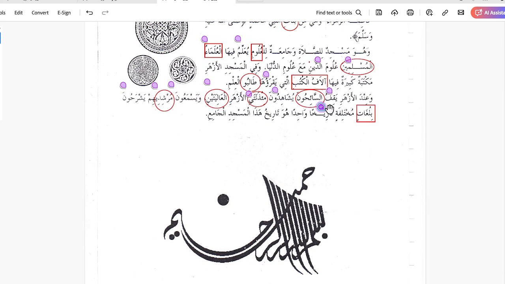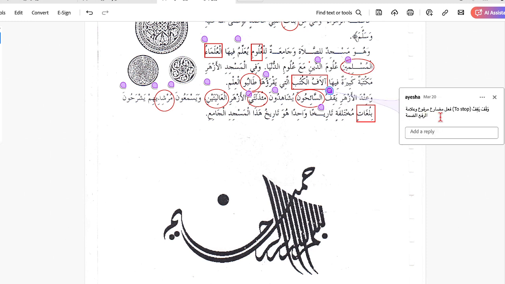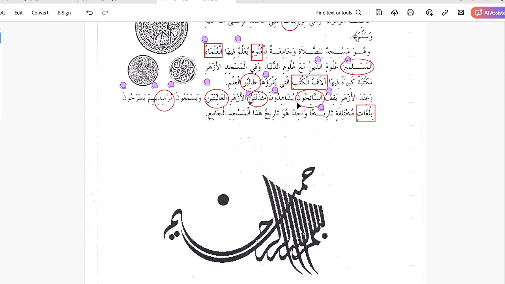Wa indal azhari yakifu as-saihuna yushahiduna mizanatil azhari al-aliyataini. And near the Al-Azhar mosque, as-saihuna, the tourists, yakifu. So yakifu is the fail, waqafa yakifu. So yakifu failun mudariun marfoon, alamatu rafi ad-damma, to stop. As-saihuna, the tourists. So this is the jama muzakkar salim for saihun. So the tourists, they stop.